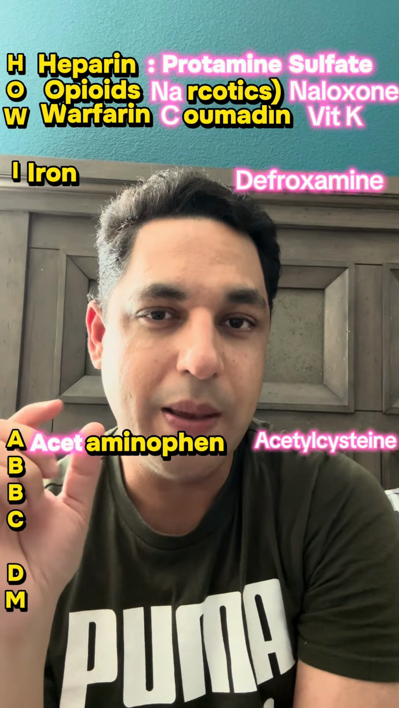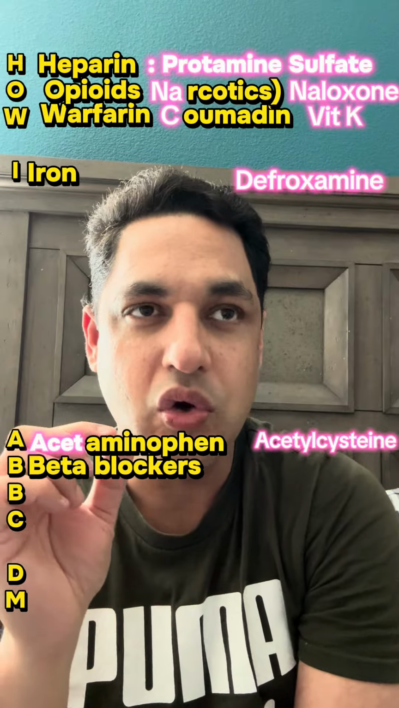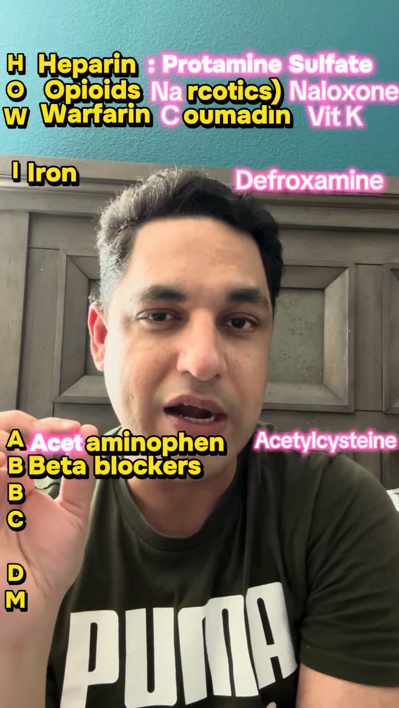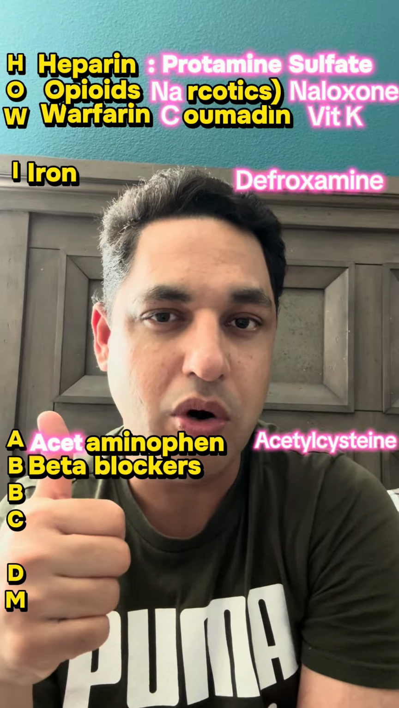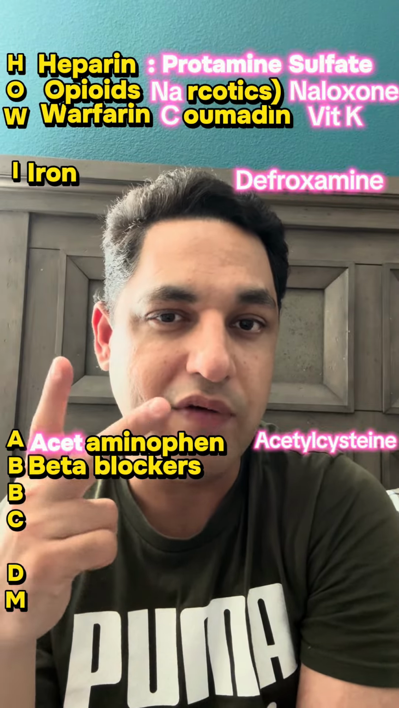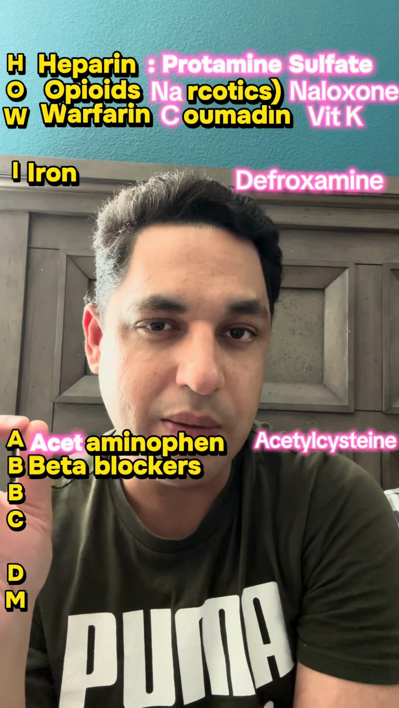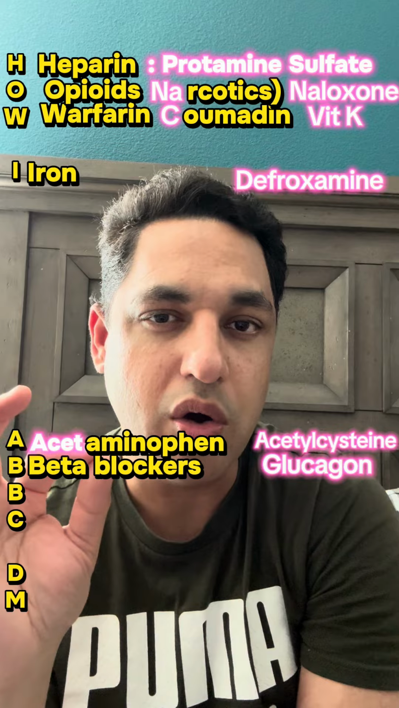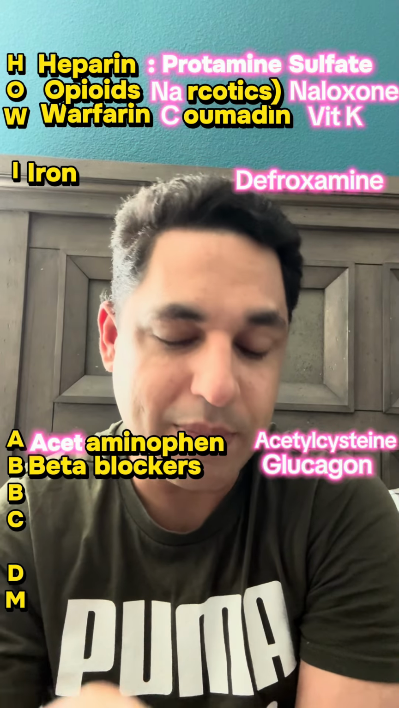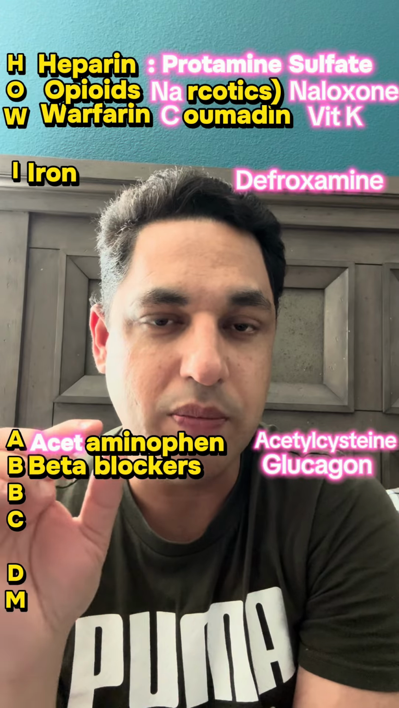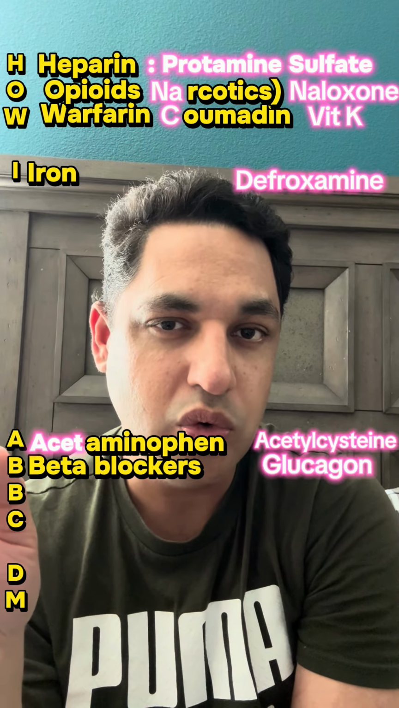Now next is beta blocker. Any medication name that ends with LOL is a beta blocker, like metoprolol, propranolol or carvedilol. So what is the antidote for beta blocker? It's glucagon. As I mentioned, some of the medications you need to know by heart, so there is no trick. Beta blocker antidote is glucagon.